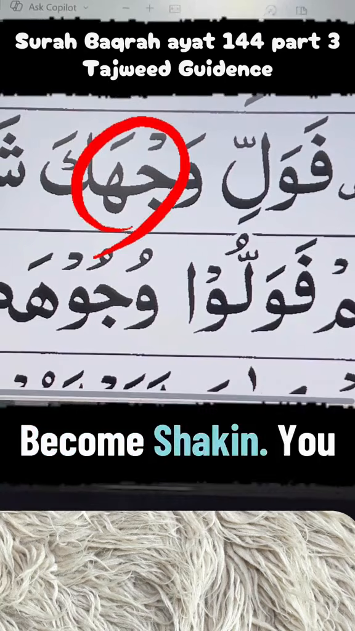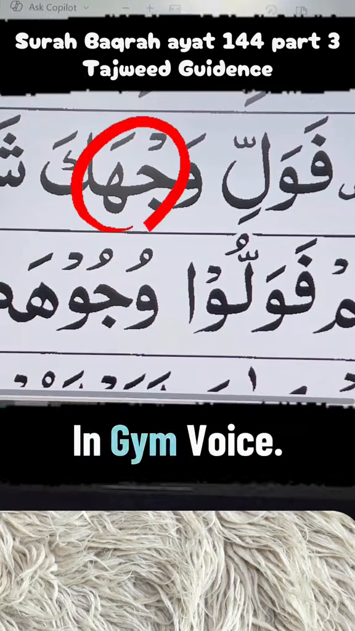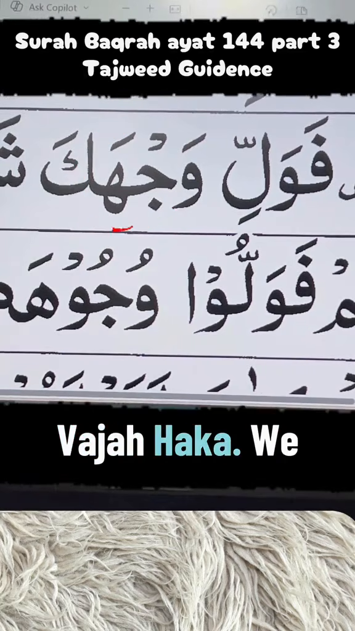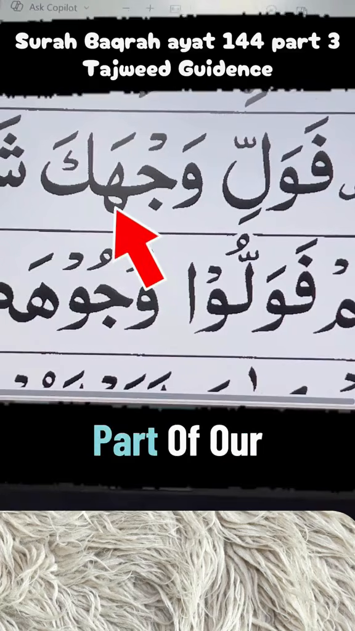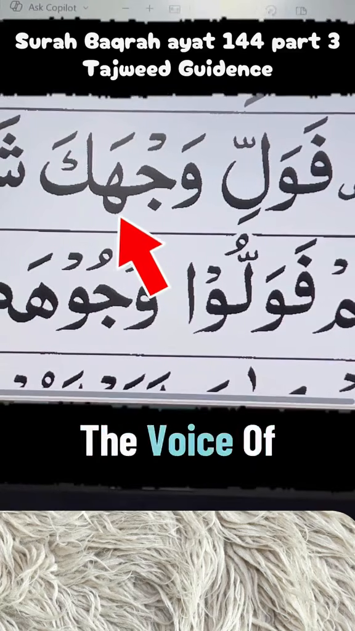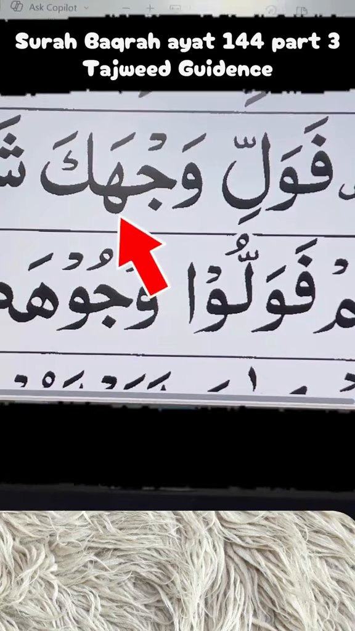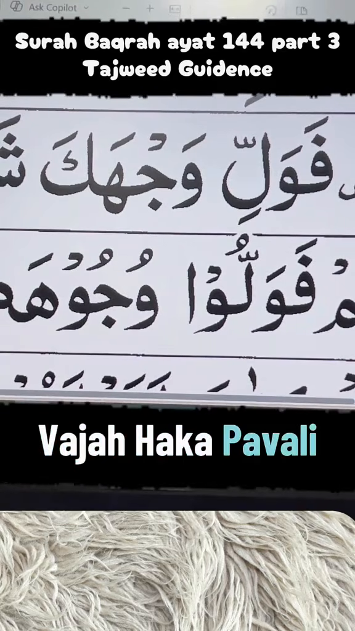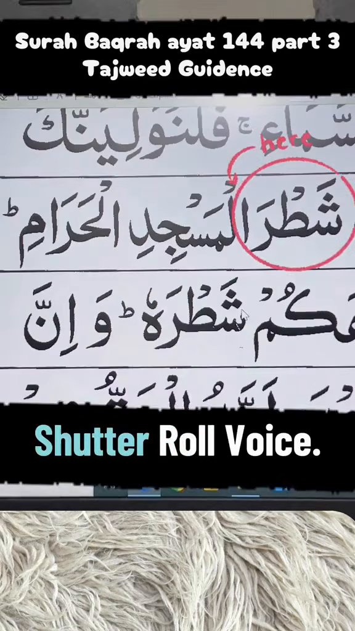So when jim becomes sakin, you clearly show movement in jim voice. Wajhaka. We read this ha from the last part of our throat. So don't hide the voice of this ha. Fawalli wajhaka.